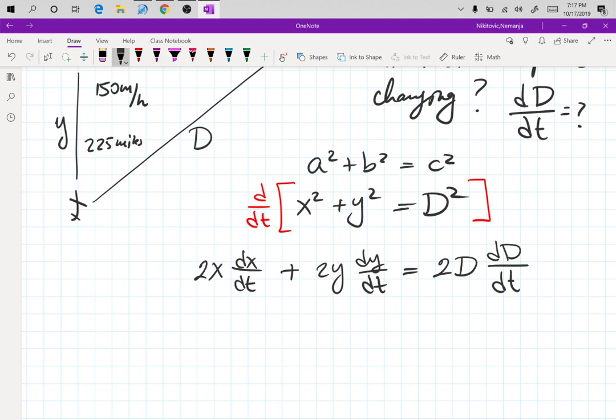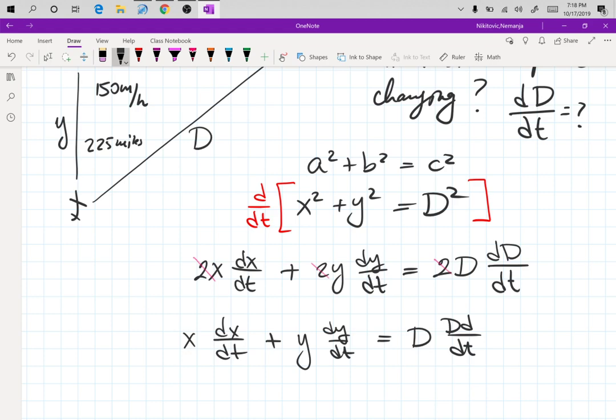Now we can drop all of the twos, right? Because if you divide both sides by two, you can drop this. And we have x dx dt plus y dy dt is equal to d dd dt. Perfect.